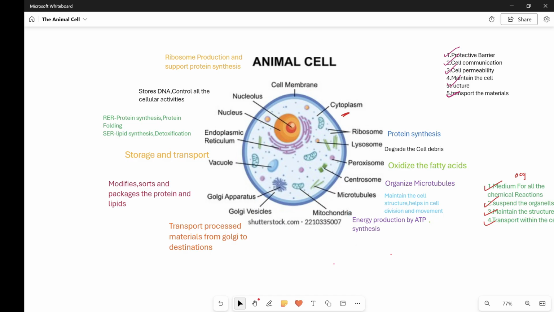The next element is the mitochondria. It's also called the powerhouse of the cell. The main role of the mitochondria is energy production by ATP synthesis.